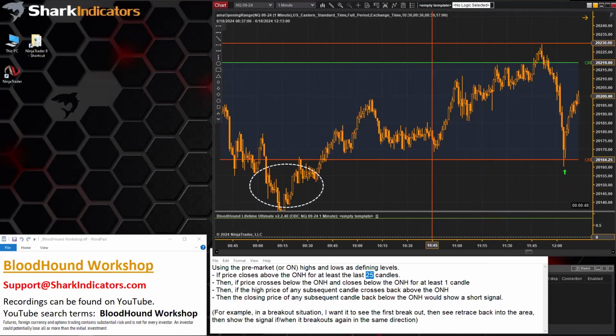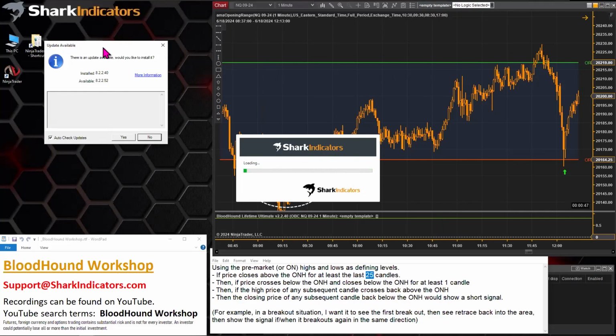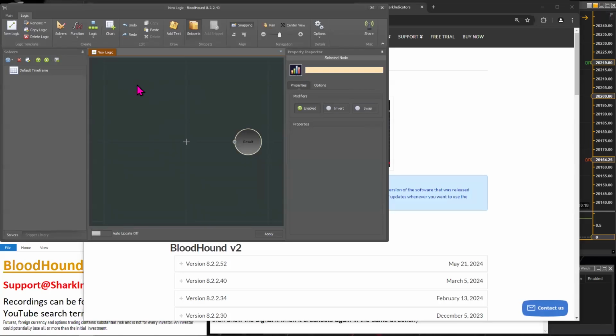All right, so with that, let me get BloodHound open and we'll start building. As you can see here, I am actually still on an older version of BloodHound. If you're not on 52 yet, I would definitely recommend switching over to 52. I'll get this switched over after the workshop. So, we have BloodHound open.